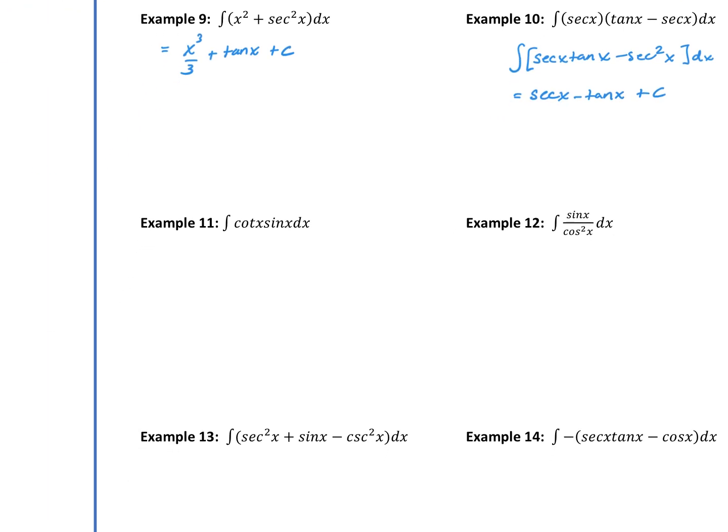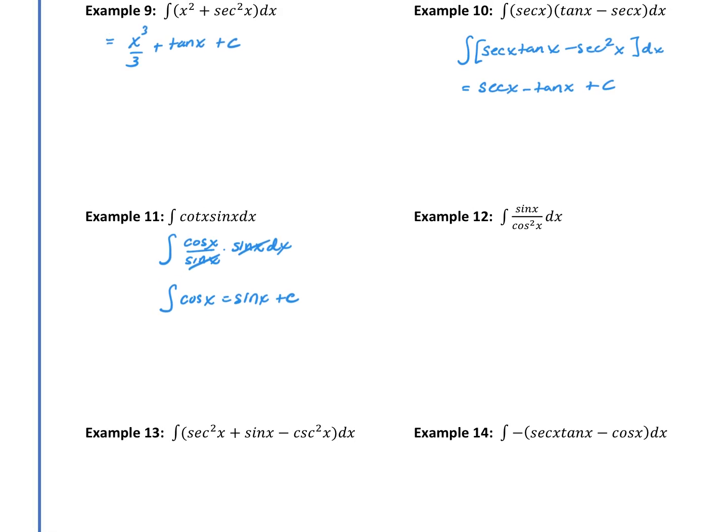All right, so again, you have to be able to manipulate it using trig, okay? So cotangent is cosine of x over sine of x times sine of x. Cancel, cancel. So I'm integrating cosine. The integral of cosine is sine. So the integral of cosine of x equals sine of x plus c.